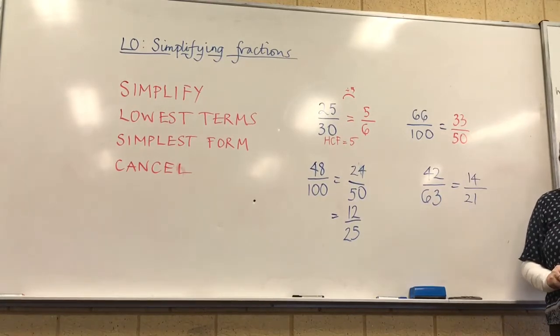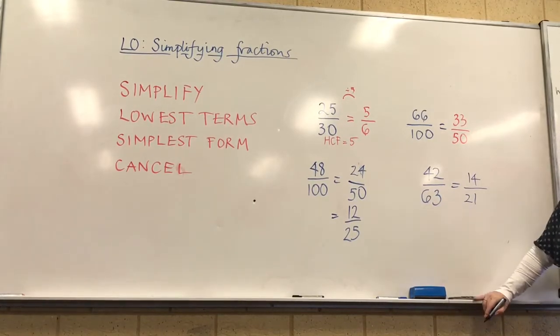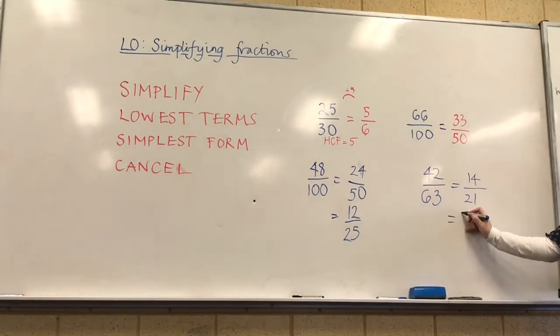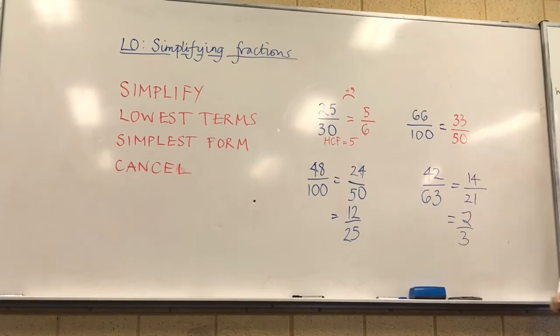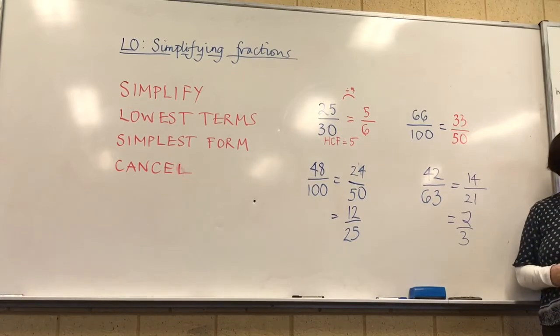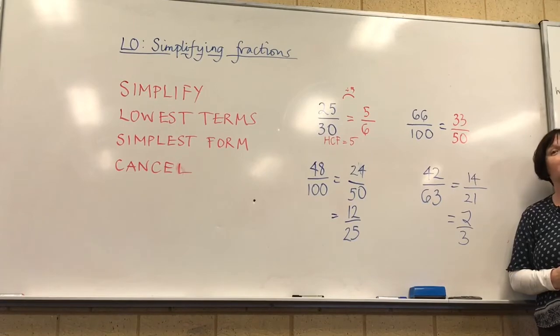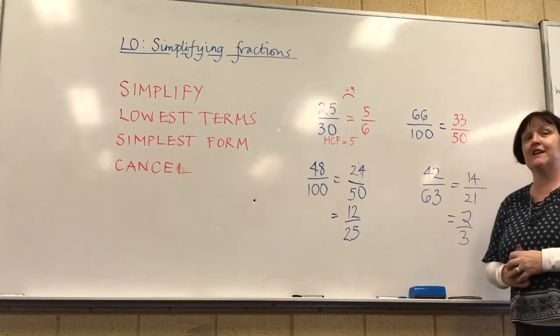So, they do divide by 3, but 3 was obviously not the highest common factor. So what can we do to the 14 and the 21? Divide it by 7. Divide it by 7, that's right. So, that one will be 2, and that one will be 3. So, can anyone work out what the actual highest common factor was?